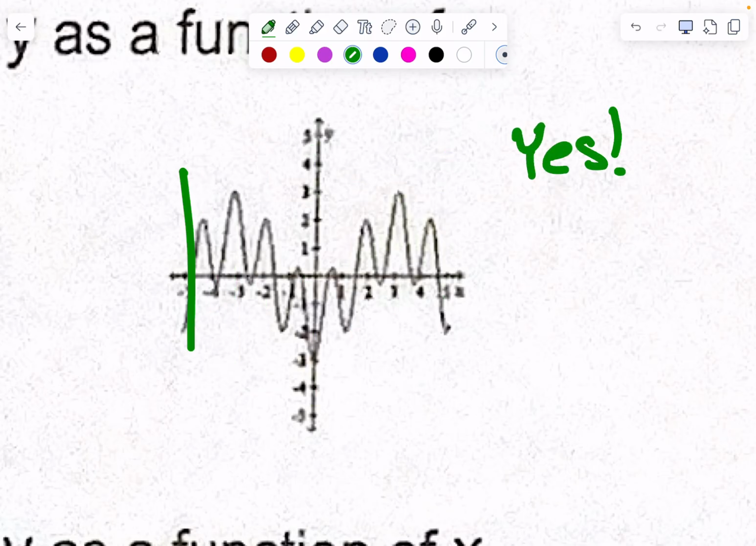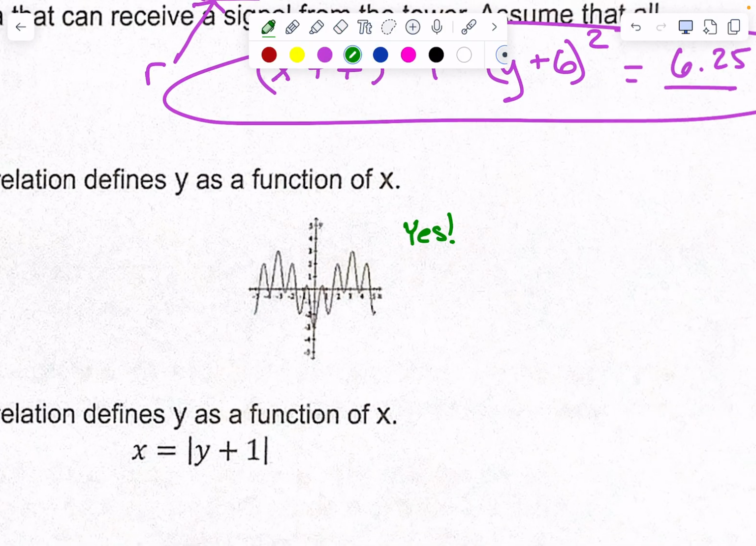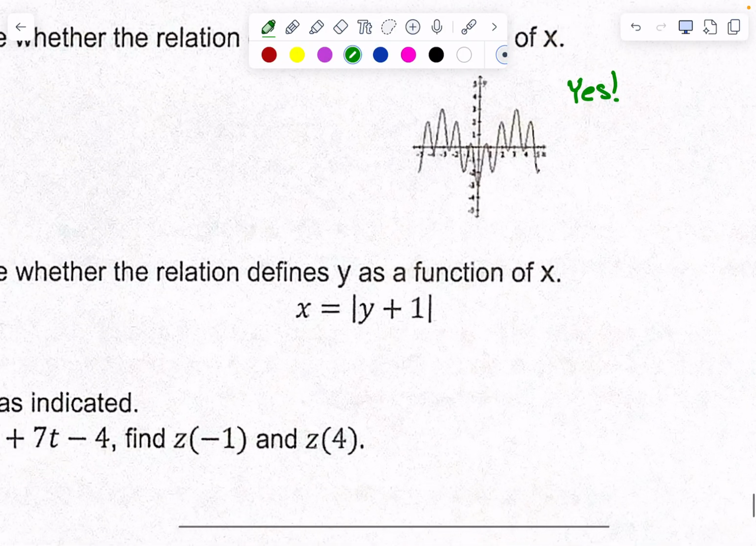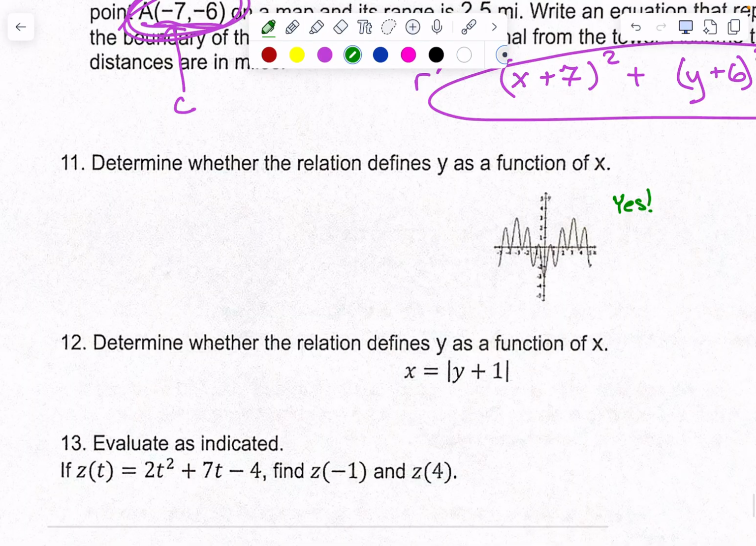Yes, he's a function. She said it looks a little weird, but it does. And we said he looks like Trevin.